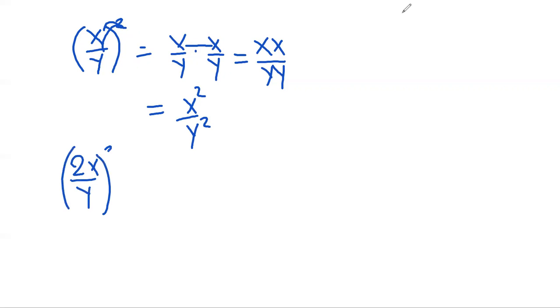If I had that to the third power, I need to apply that just like I did with multiplying. I need to apply it to everything on the top and the bottom. So then we get 2 cubed x cubed over y cubed. And then I would have to simplify that: 2 cubed is 8.